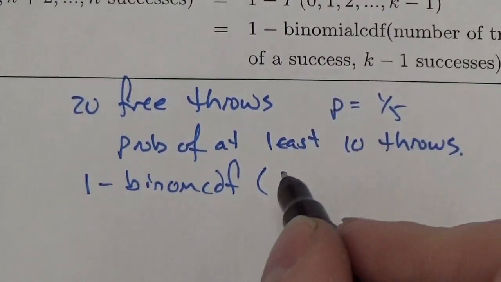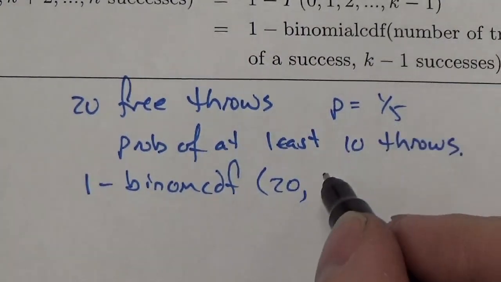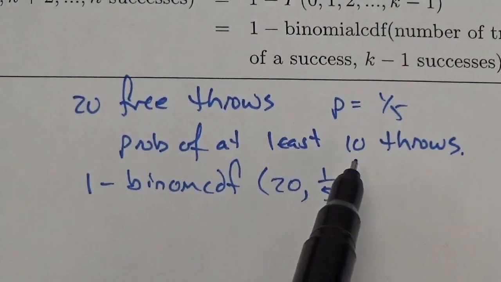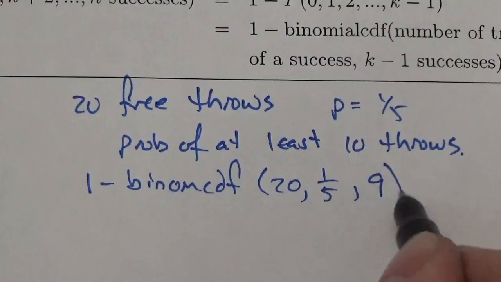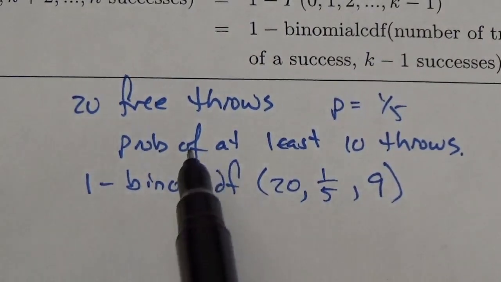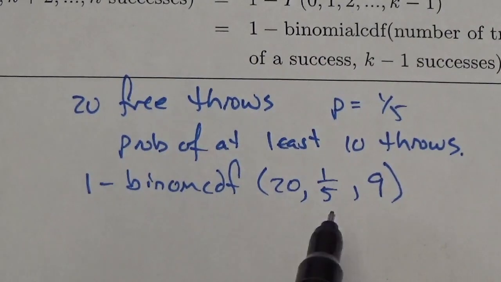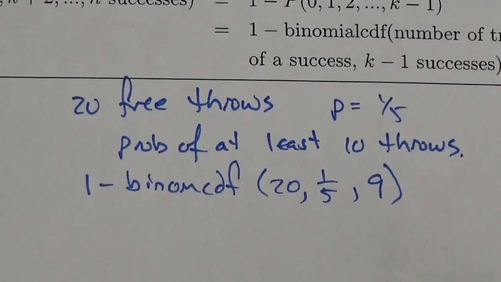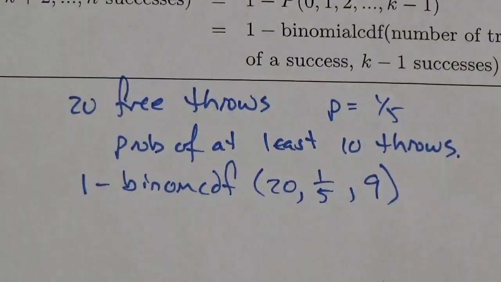Okay, I'm going to take 20 shots. So n is the number of shots that are going to be taken here. The probability of success is 1/5. But now, the exact opposite of at least 10 throws is at most 9. So the probability of me making at least 10 throws is 1 minus the probability of me making at most, or only up to, 9 shots. I hope that makes sense. Now we're going to take a look at some problems to go along with that.